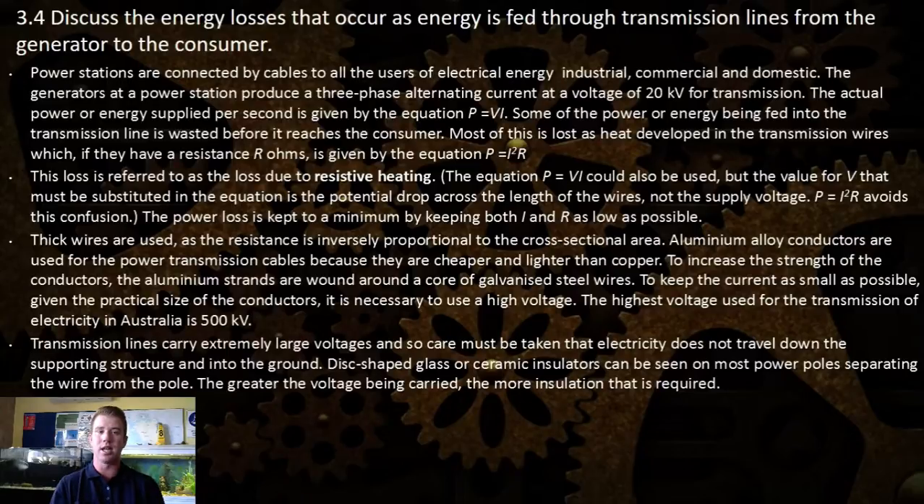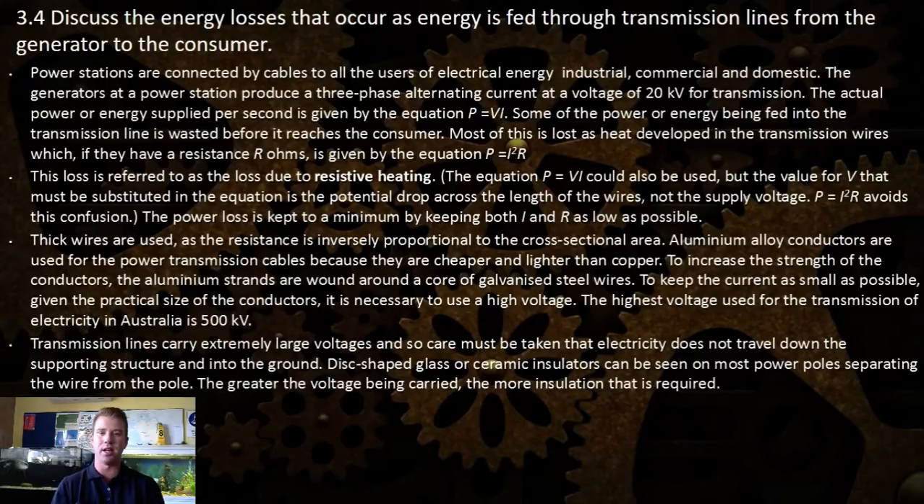To keep the current as small as possible, given the practical size of conductors, it is necessary to use high voltage, or high push. The highest voltage used for the transmission of electricity in Australia is 500,000 volts, or 500 kilovolts.